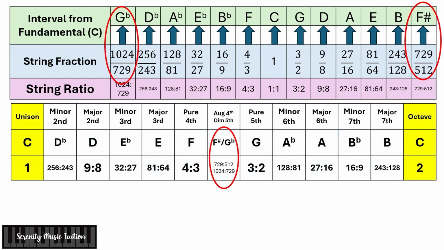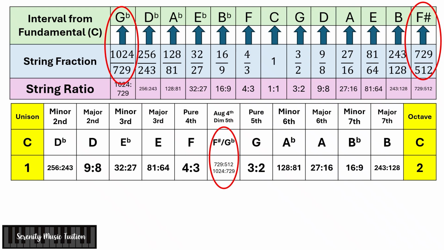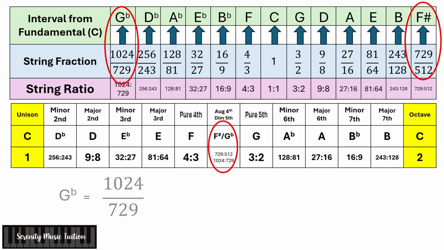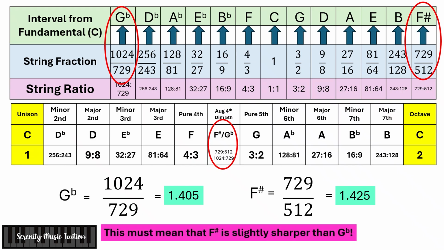Oh no, hang on, I've just spotted something. Aren't F sharp and G flat the same note? But the interval ratios we have calculated are different, meaning they can't be the same note. Let me check this again. Yes, they're definitely the same note. So we have calculated the interval ratio of G flat as 1024 over 729, and the interval ratio of F sharp to be 729 over 512. This means the ratio of G flat is 1.405, and the ratio of F sharp is 1.425. What's happened? This means that F sharp is slightly sharper than G flat.